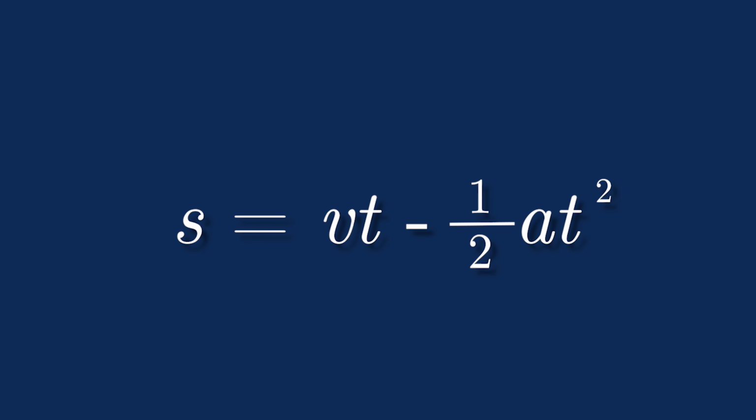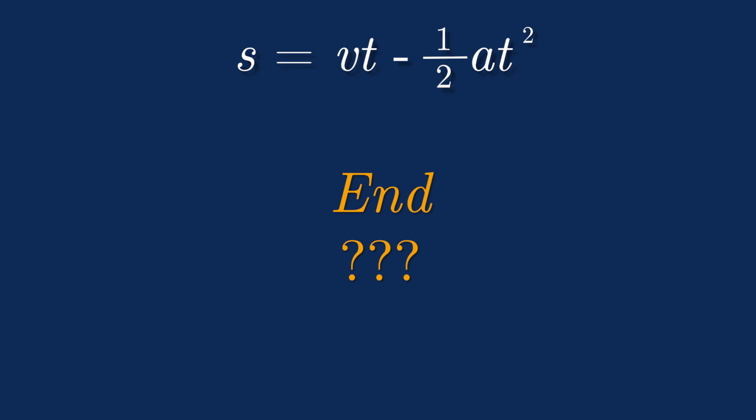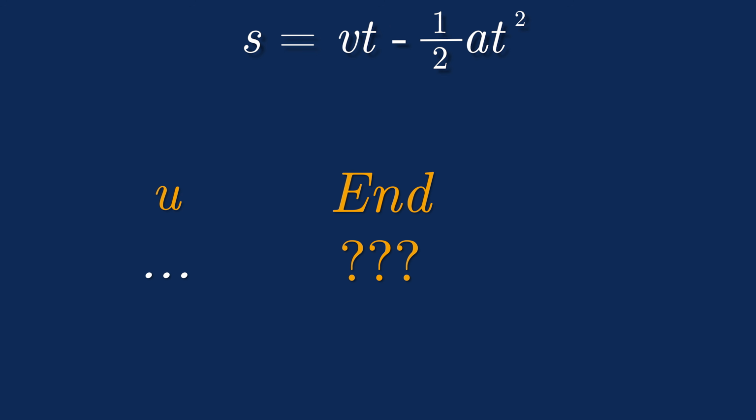And then the final equation is S equals Vt minus a half at squared. And this one is like the earlier displacement equation, but it uses final velocity instead of initial velocity. So instead of asking where does it end up if I start with velocity u, it asks where must it have started if it ends up with velocity v.